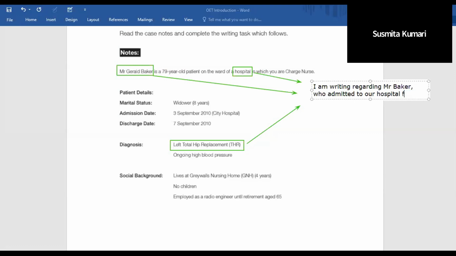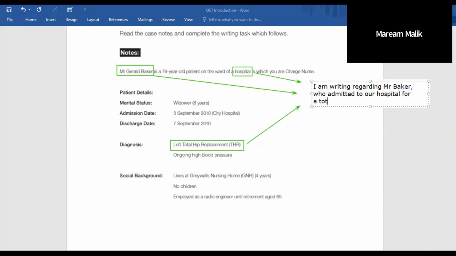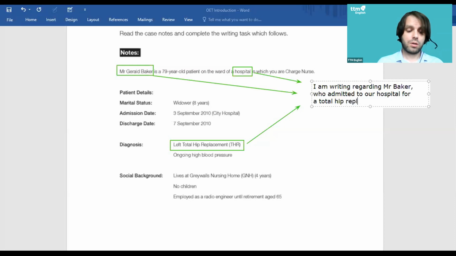No, it's for. Total knee replacement. You could say a total. That's total hip. A total hip replacement. Good. All right. Does anyone else want to try this?